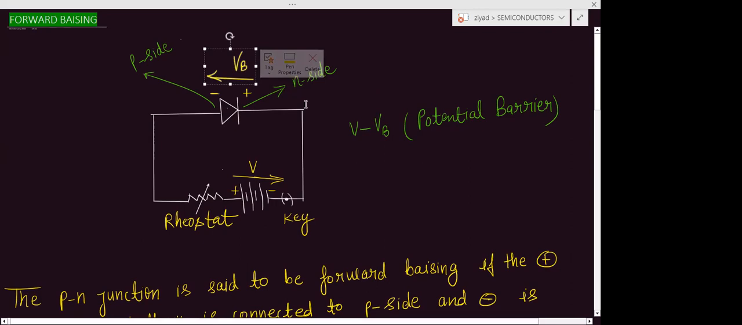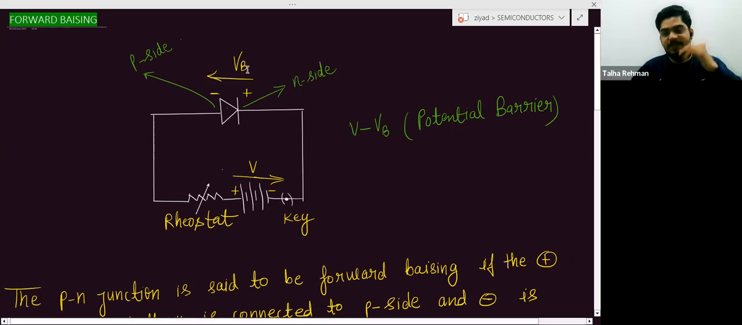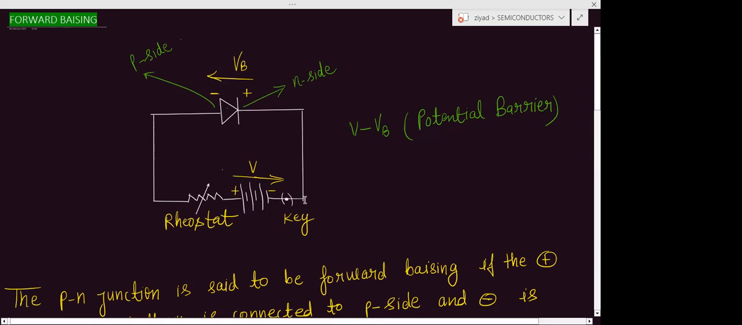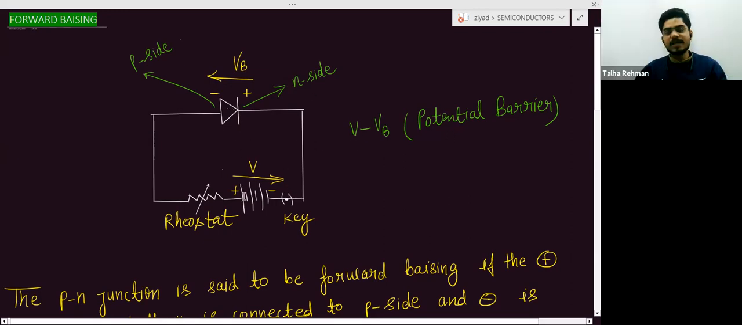Now there is some value which is subtracting from this V, means the resulting value will be less. So this value is reduced as compared to this V. So you can say the potential barrier will decrease in case of forward biasing. And when the potential barrier will decrease, what will happen?